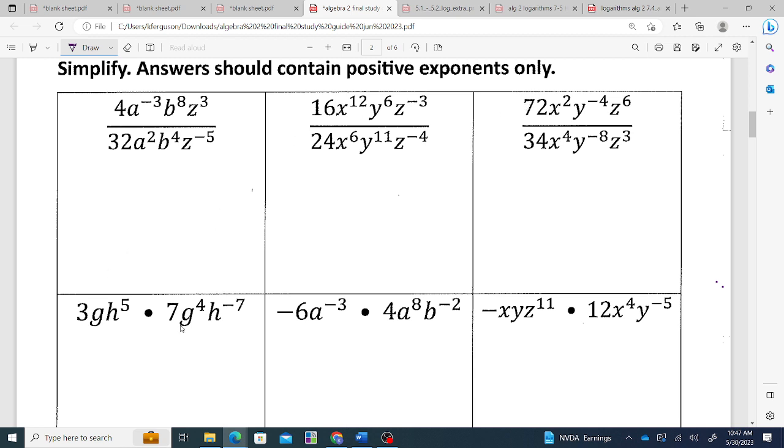Well, let's start with the product rule right here. So I'm sorry, sir, what's your question? Because I wanted to talk about the product rule first.